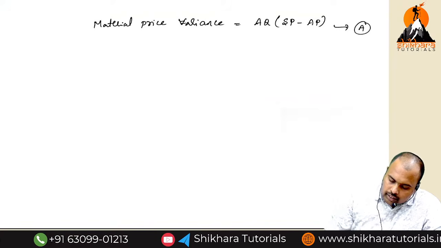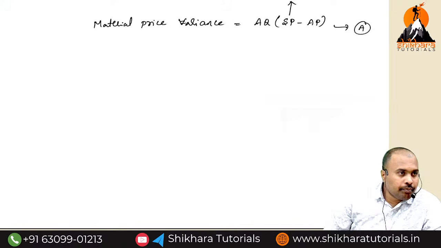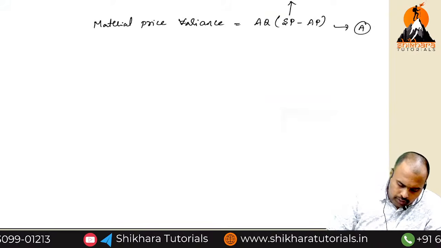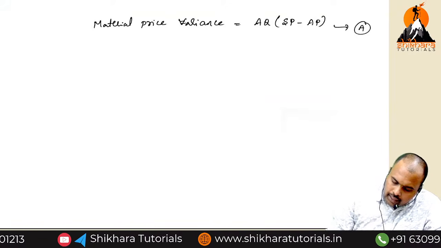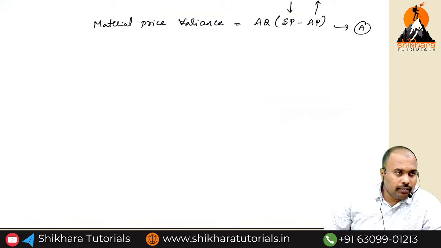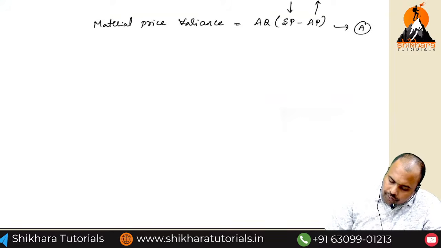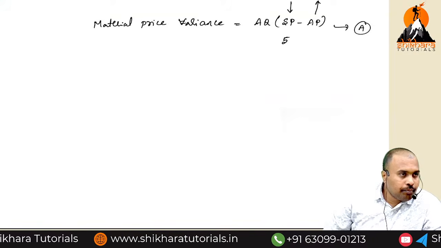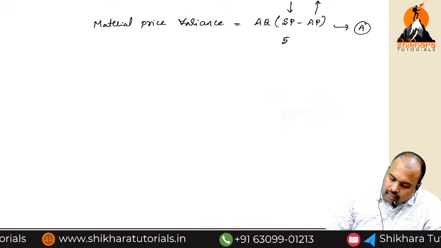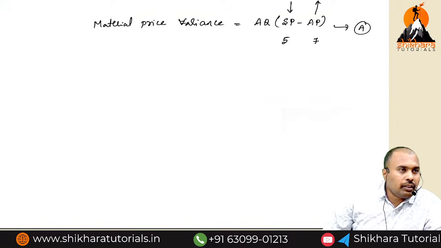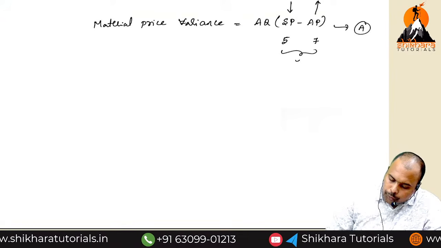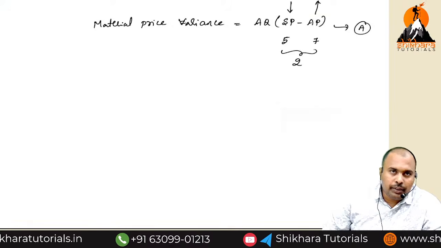Either the standard price, we are keeping it low, or else the actual price is higher. Let us say we have fixed a standard price of 5 rupees, but the purchase department is able to purchase only at 7 rupees. It means they are spending 2 rupees extra, right?